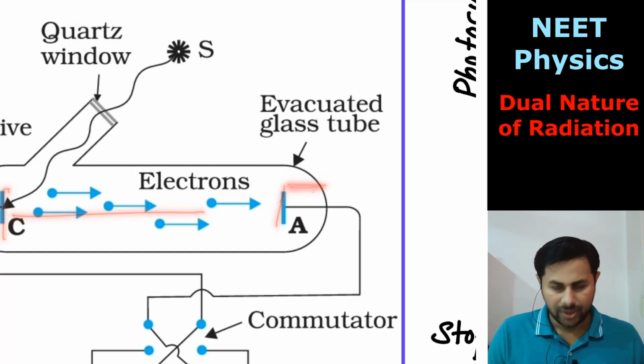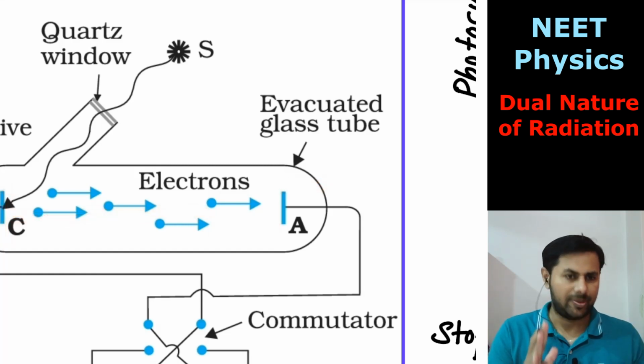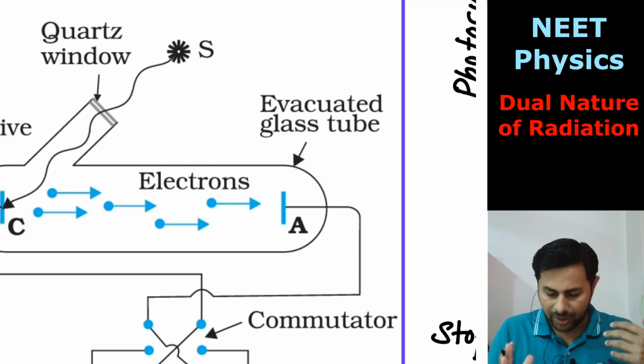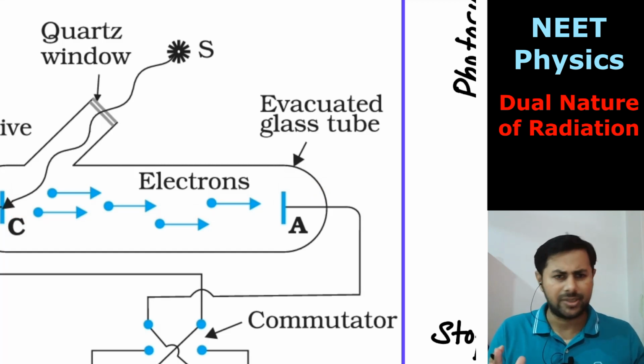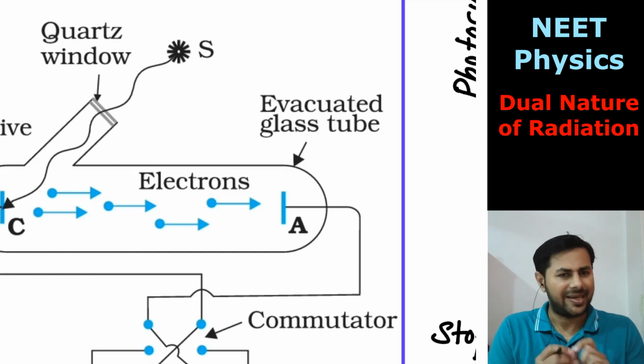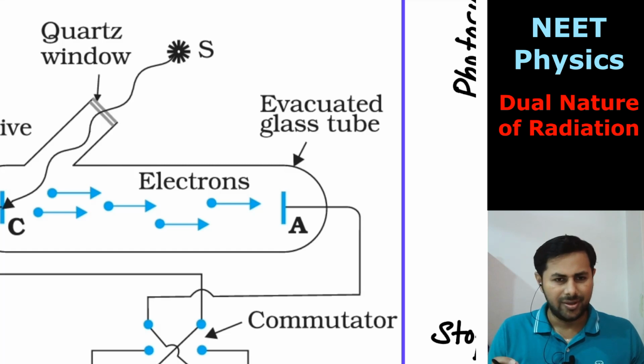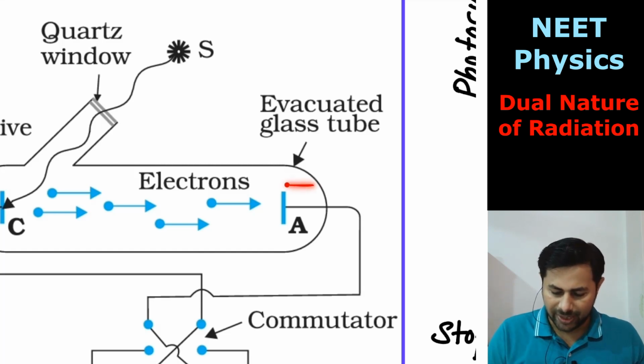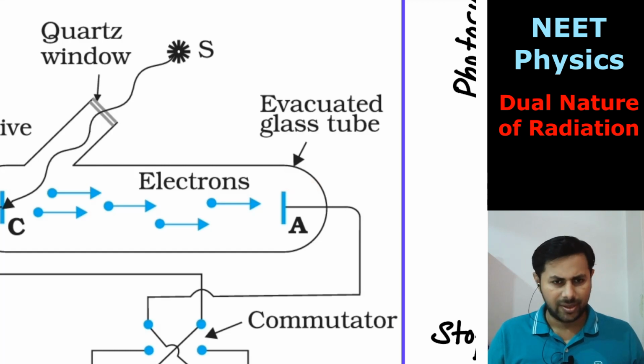What does it mean? You need to apply the same energy to stop electrons, which means electrons have the same amount of energy. Some electrons will be a little bit faster, some a little bit slower, but the maximum kinetic energy of electrons would be the same, because you need to apply the same negative potential over here. Is this thing clear?